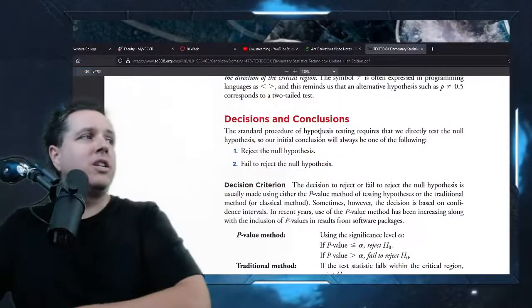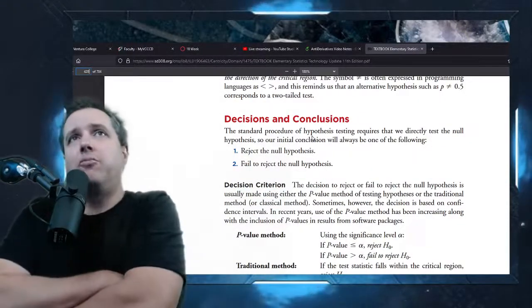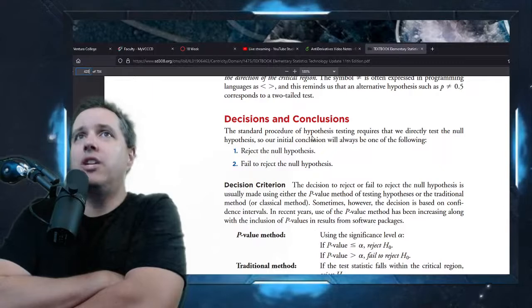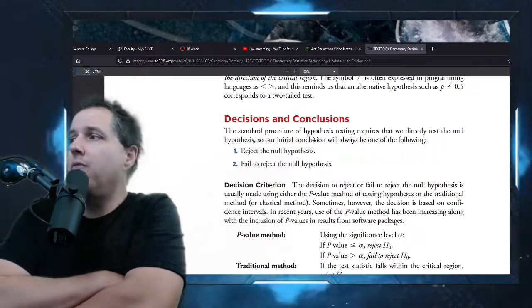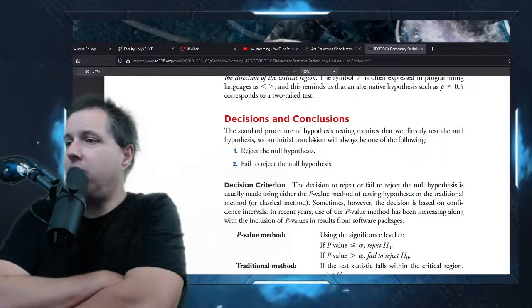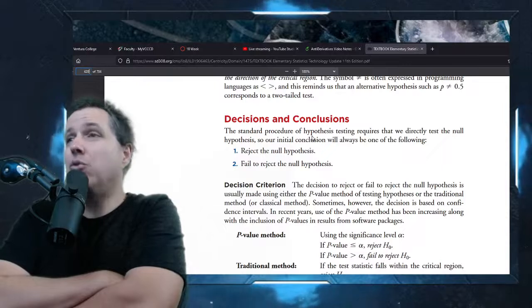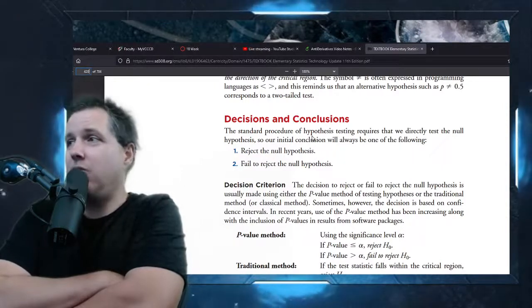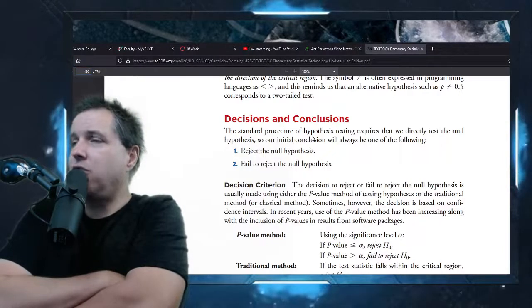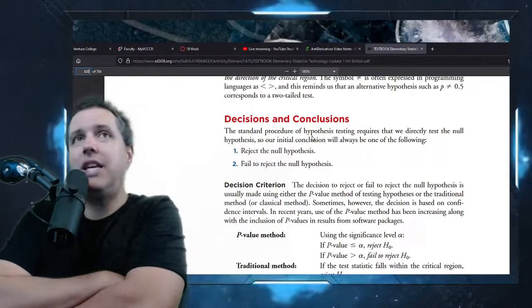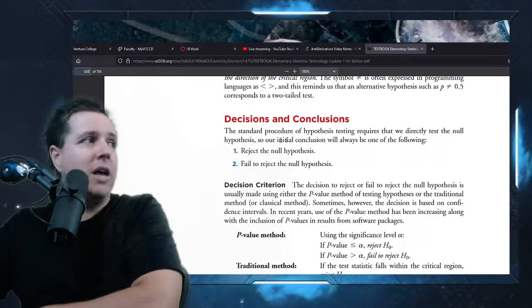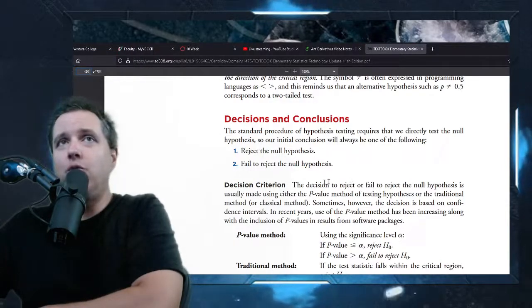Here we go. Decisions and conclusions, right? The standard procedure for hypothesis testing requires that we directly test the null hypothesis, so our initial conclusion will always be one of the following. It is important to use this wording for the surface level conclusion. If you mess this up, it really shows that this person has zero understanding of a hypothesis test. So when you run your hypothesis test, your shallow conclusion will either be that you reject the null hypothesis or you fail to reject the null hypothesis. Those are the wordings you should use, okay?